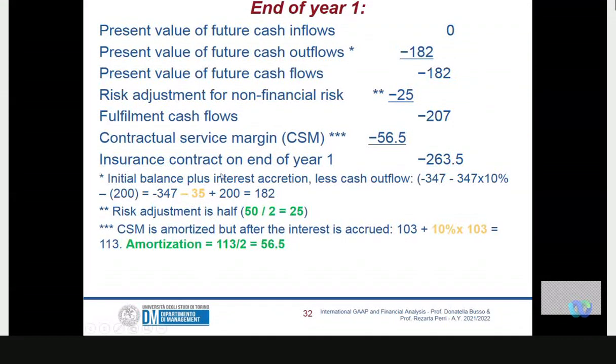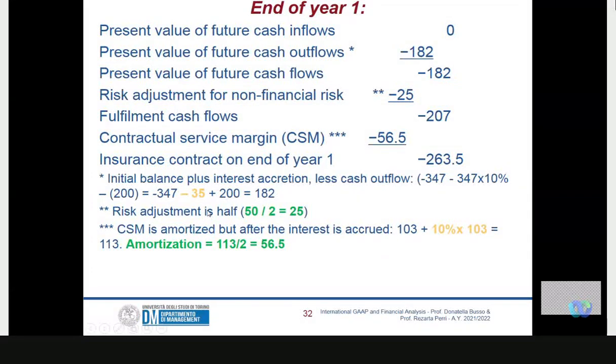The insurance contract, the liability in the balance sheet, will show 263.5. Whereas the income, the insurance revenue, will be 103 minus 56.5, the decrease in the amount of contract service margin. And we have the contract expenditure related to the finance component, equal to the 10% that you see over here. Another expenditure is the service component, which is half of the risk adjustment.